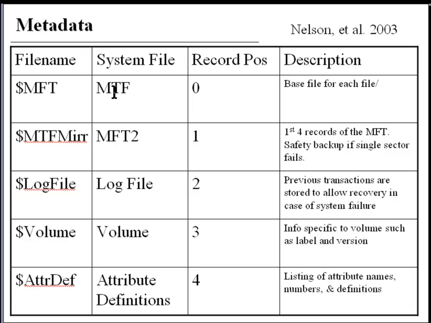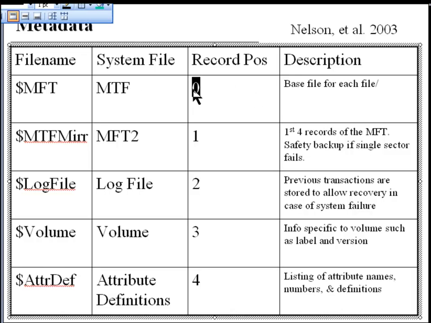Okay, so here we see the metadata for each of these files within the master file table. We have the file name, as we saw earlier, the MFT, the system file name, the record position, it's the first one. Remember, we're doing this like C, starting at zero. And it's the base file for each file. Here we have the mirror. And the mirror, if you recall, under the FAT file system, there were two FATs. And do you recall why we had two FATs?